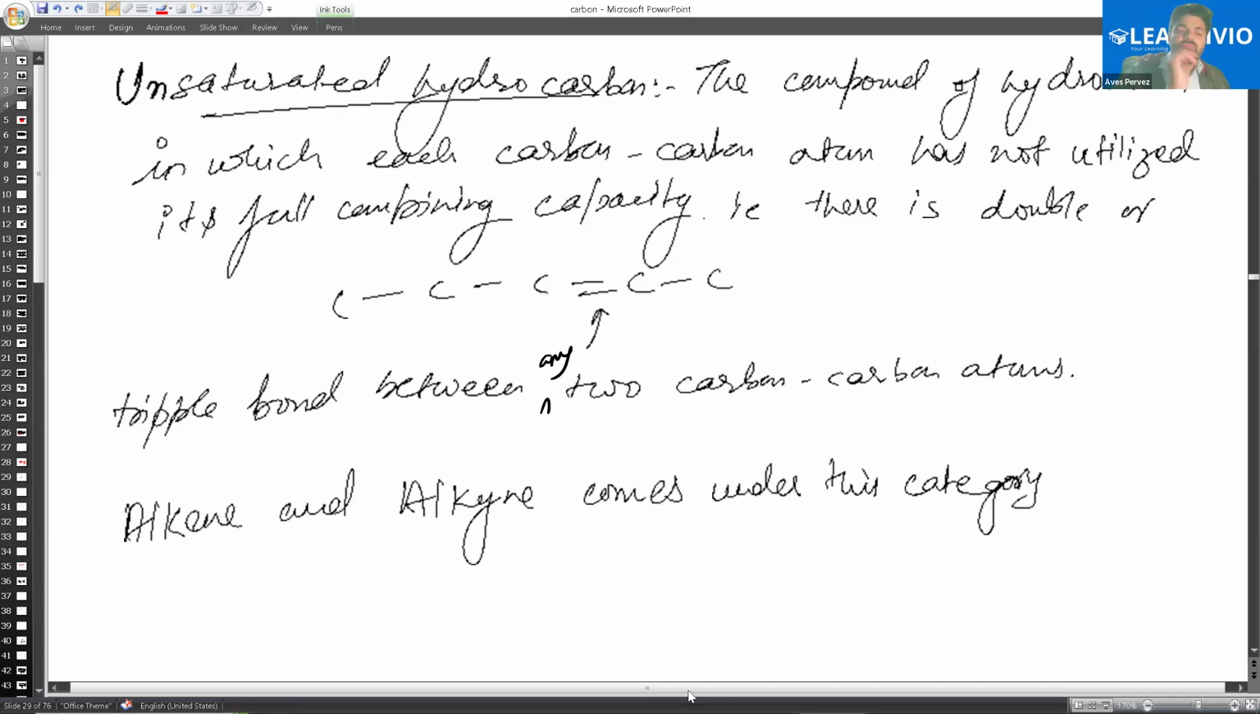Done, sir. So you've done this one, Iman? No, sir, writing. Noted. You wrote a triple bond and you marked it as a double bond. If I'm saying that if it has a triple bond or double bond, then it is unsaturated. If it is a single bond between carbon-carbon atoms, then it is saturated. Alkene and alkyne come under this category. We're going to discuss what is alkene and what is alkyne. Okay, 1 minute. I'll write it.